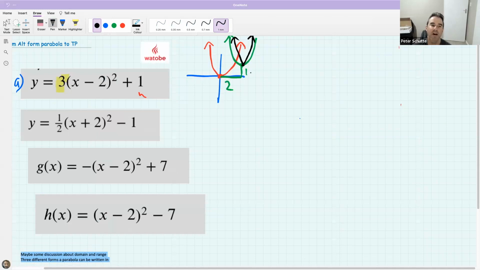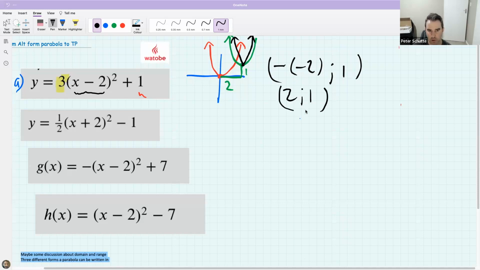Okay, now, what I want to suggest is that if it's in turning point form, if you want to get the turning point, all you need to do is take the number that's next to the x and put a minus in front of it. So you go -2 to get the x coordinate of the turning point. And then you go, what is the y coordinate here? It's going to be 1. And so the turning point of this graph is going to be 2, 1. And you can see that because you moved across by 2 and up by 1. So of course it has to be 2, 1.